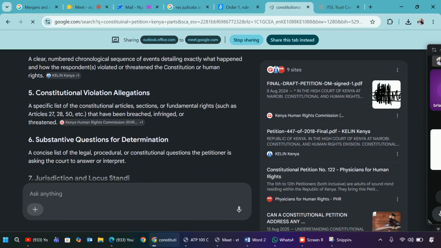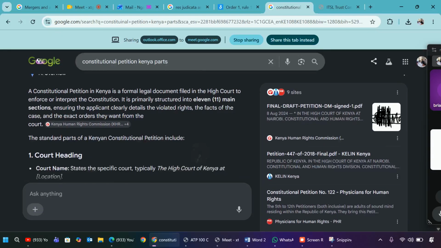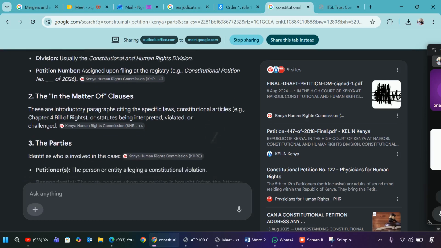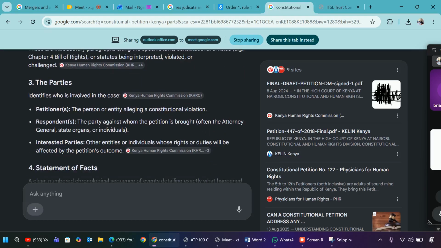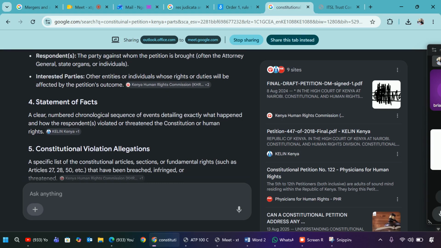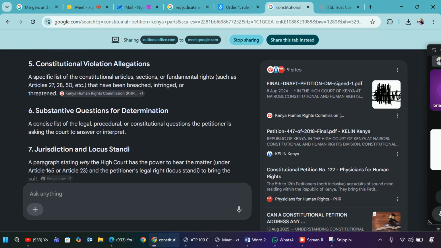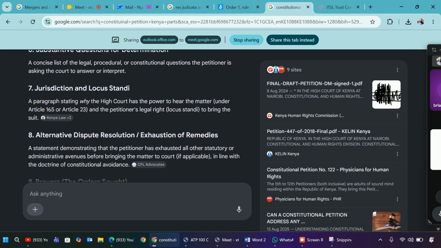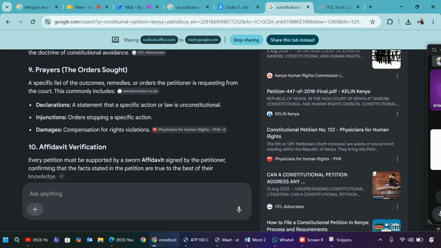So when you are drafting constitutional petitions, these are the parts that the examiner will expect to see. They'll expect to see the court heading in the matter of various clauses of the constitution that you are alleging. Who are the parties? Statement of facts. This is a clear, numbered chronological sequence of events detailing exactly what happened. Then you have constitutional violation allegations, a specific list of the constitutional articles and sections. Then substantive questions for determination, then jurisdiction and locus standi, and any other exhaustion of remedies and prayers that you are seeking.